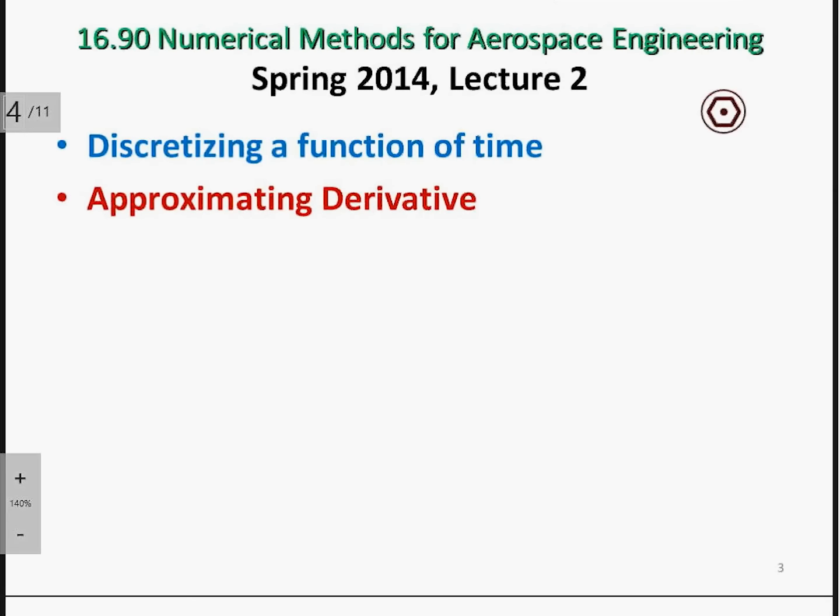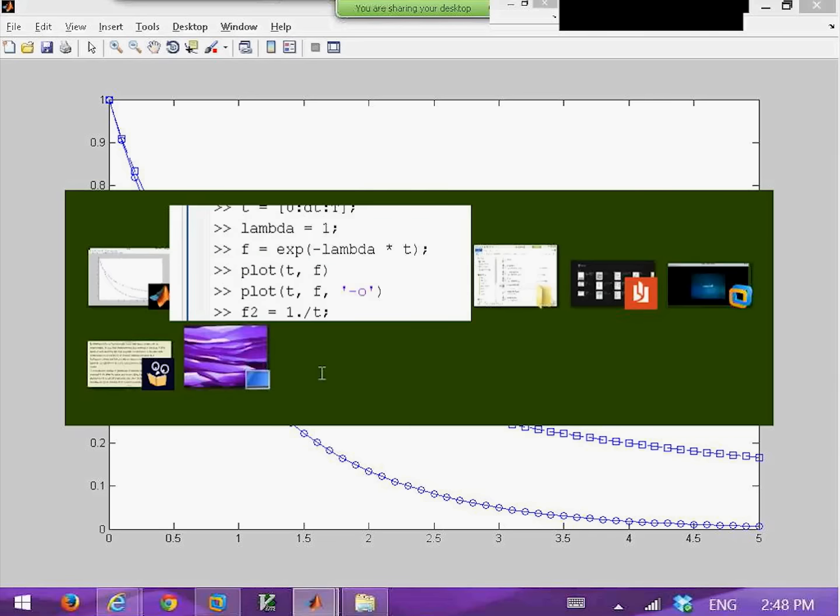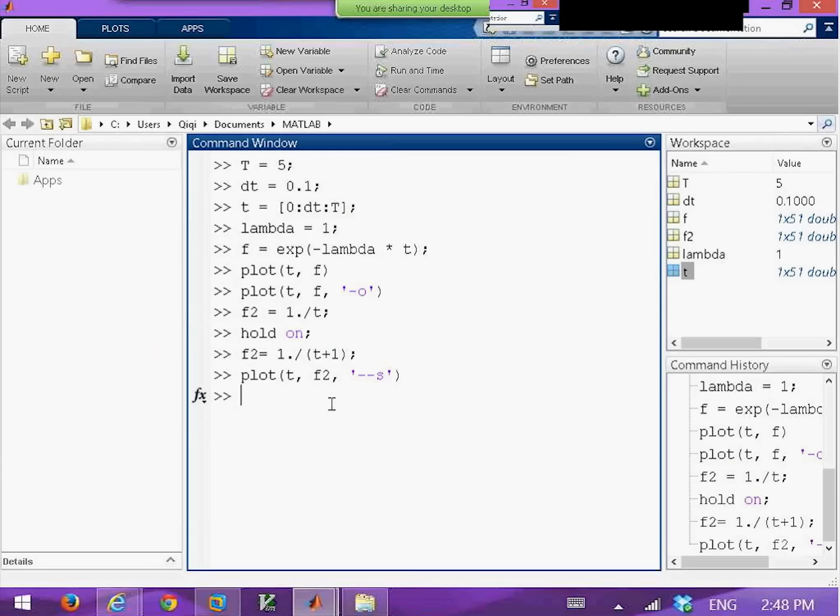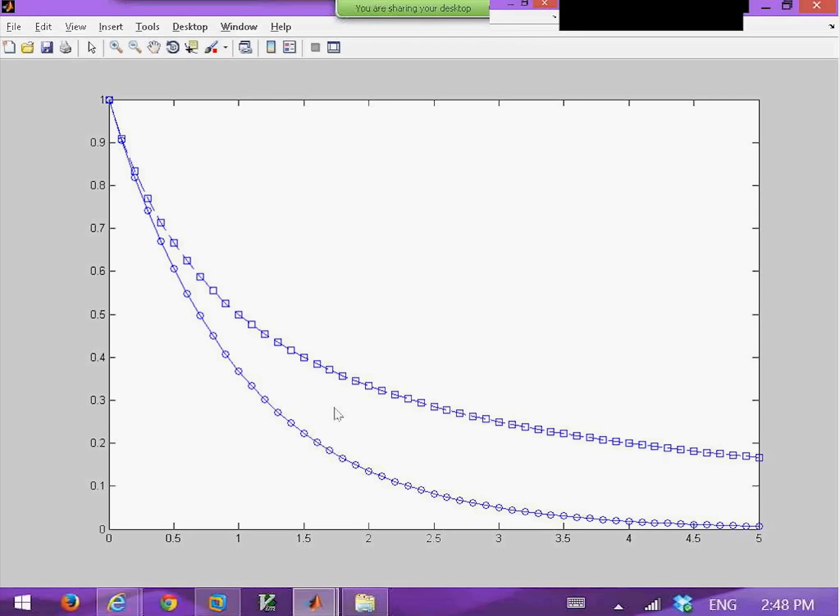So we approximate derivatives not from an analytical function, but from a discretized function, like what we just had. Pretend we have MATLAB, we have this f, we have f2, but we don't know where they are computed from. They are just some kind of discretized function. Now, how do we compute their derivatives? Any ideas?